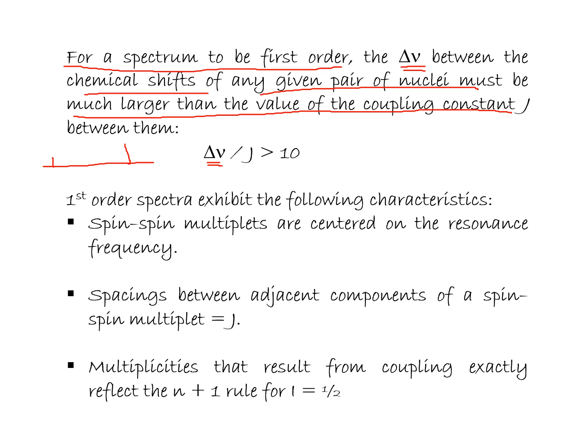In hertz, the difference between them in frequency, delta nu, divided by the J value between the two lines. If it is higher than 10, then we are in the first order spectrum. First order spectra exhibit the following. Spin multiplets are centered on the resonance frequency.